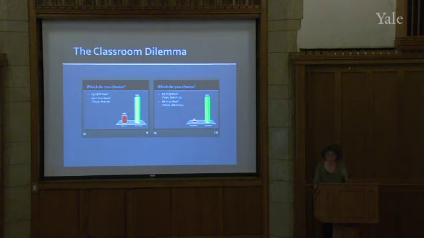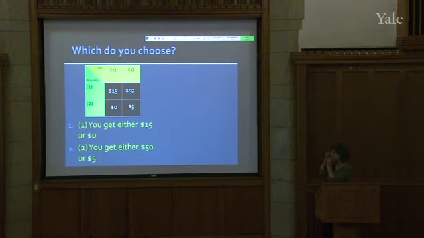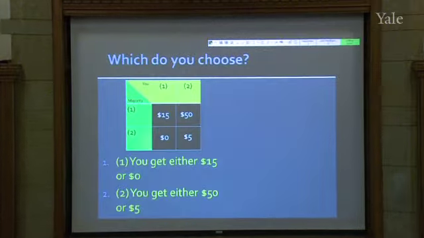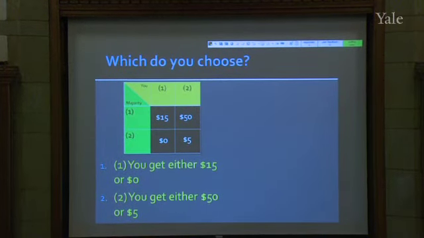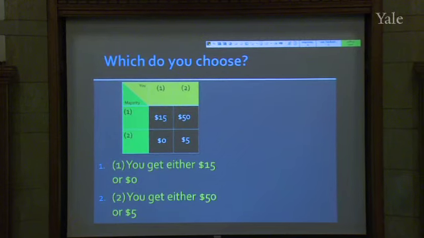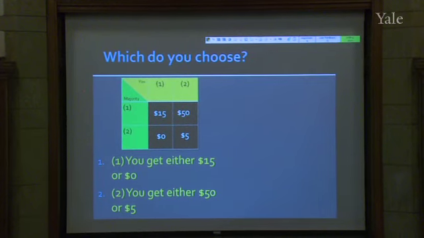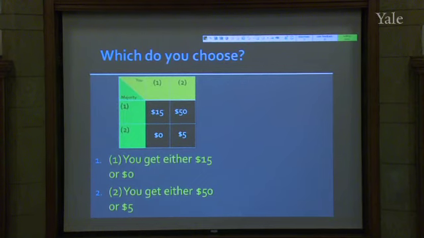Okay, so I want to tell you that I'm serious, and here's the classroom dilemma. If you choose one, you will get either $15 or $0, depending on what the majority of the class does. If you choose two, I swear I'm totally serious, you will get either $50 or $5, depending on what the rest of the class does. I mean it. Start clicking.